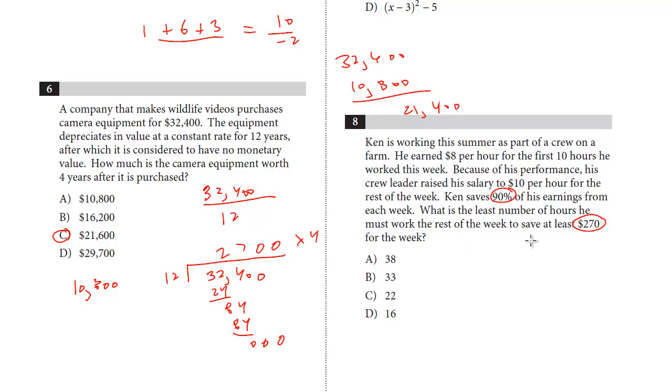I'm going to show you a couple ways to do this problem, but if you can recognize what's the total amount he has to work. So this is 90% of 270. If you could just think about 270 equals 0.9x to get the total number of hours. Another way of doing this is just 270 divided by 0.9.